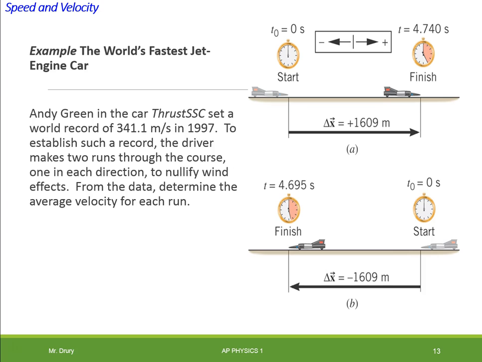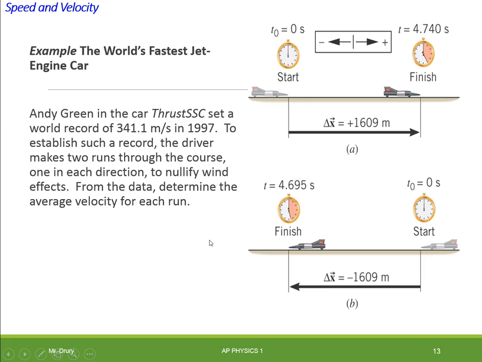Well, in the first case, the one on top here, he started at this position, 0, and ended at a positive displacement of 1,609 meters. And that took 4.740 seconds. So this was a positive displacement. Then they turned around and went the other way. Now he started over here and ended up back where he started, so it had a negative displacement. And this took slightly less time.